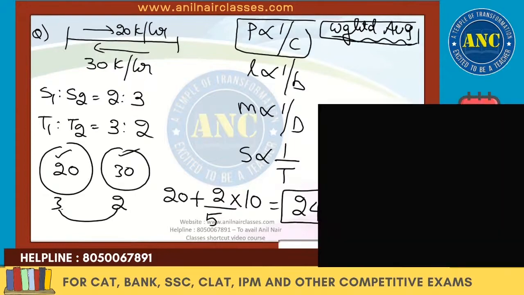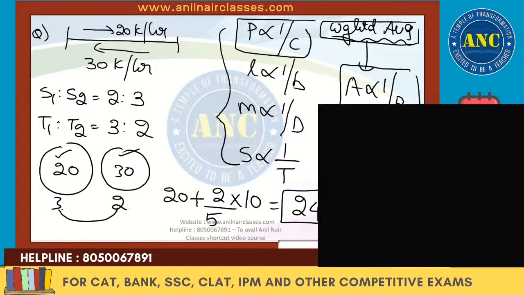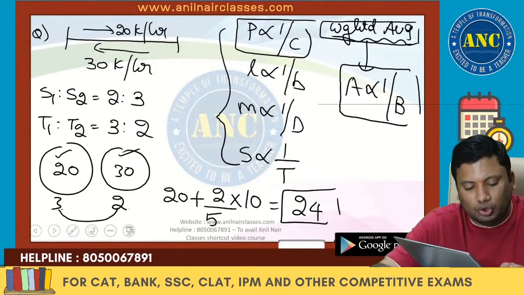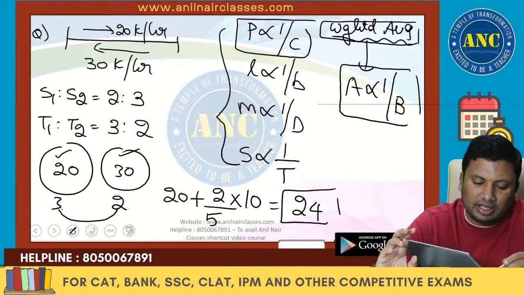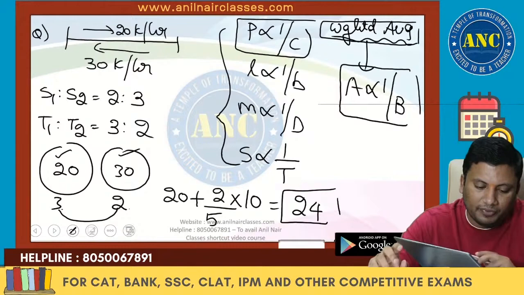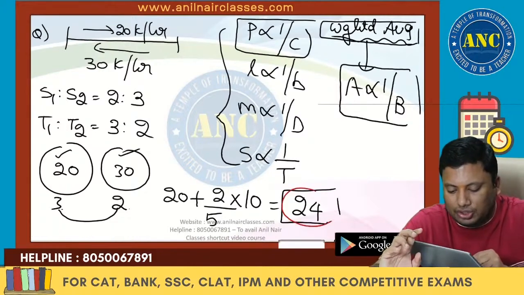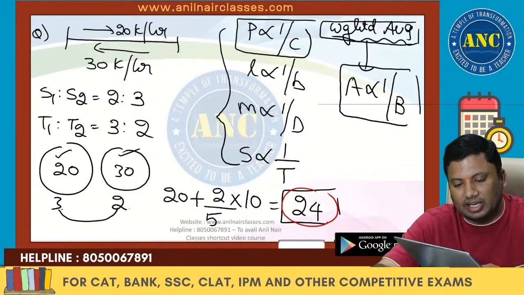Previously it was price, it was consumption. All the problems we can use the weighted average concept. A and B are inversely proportional to each other. Speed is 2:3. Time is 3:2. So 20 and 30 ratio is 2:3. Reverse is 3:2. 20 plus 2 by 5 into 10, which is nothing but 24. Idea is clear, right? Answer is 24.